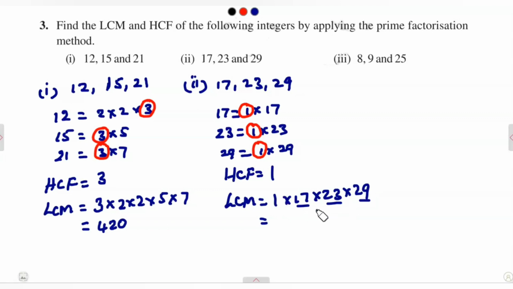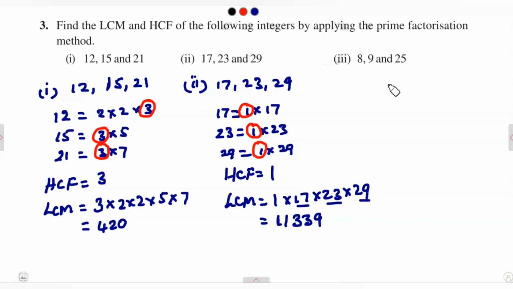1 can be ignored. The numbers which don't have any number in common, we can call them co-primes also. Their HCF is 1. So the product of those numbers only comes as the LCM. The product of these numbers is equal to 11,339. This is the LCM, 11,339.